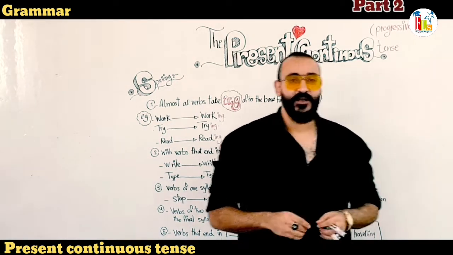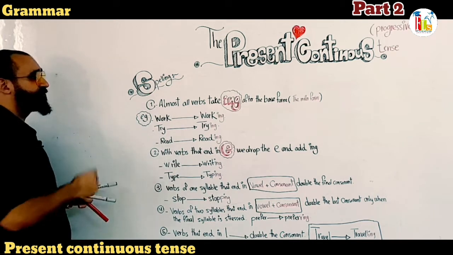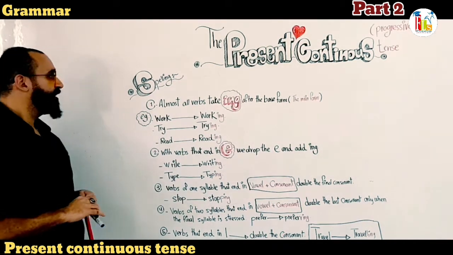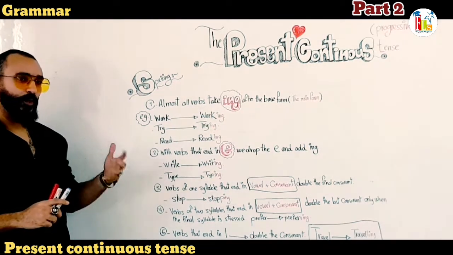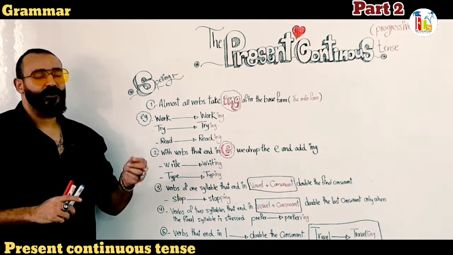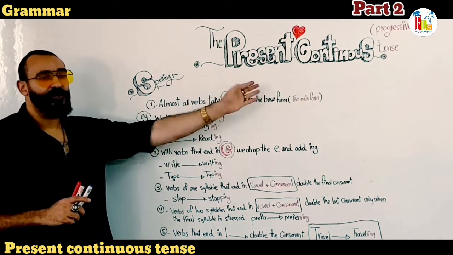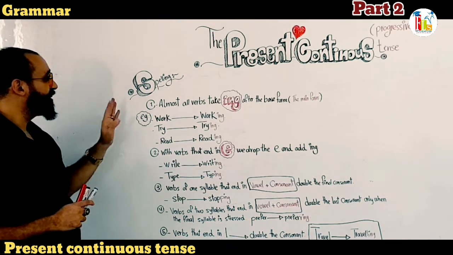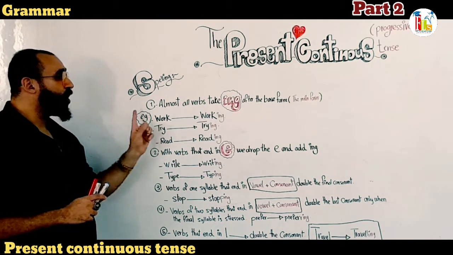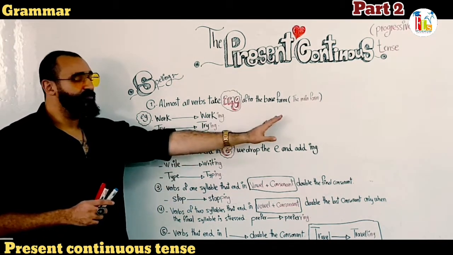That's wonderful. Right now, we will discuss a lot of things regarding the spelling form. Okay, so let's study here the rule when and how we should add the ing to the verb in order for us to form the present continuous tense or the present progressive. For rule number 1, almost all verbs take ing after the base verb.